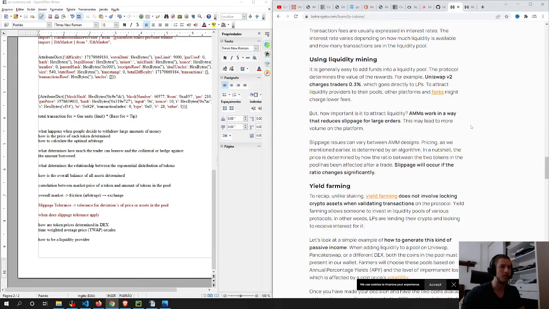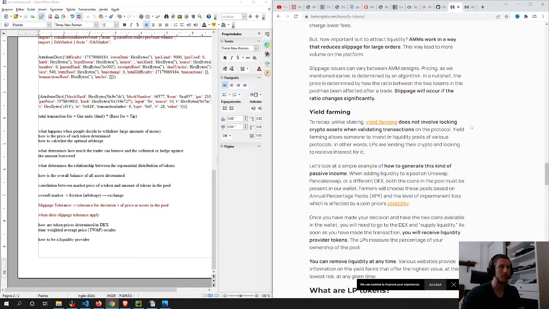AMMs work in a way that reduces slippage for large orders. This may lead to more volume on the platform. Slippage issues can vary between AMM designs. Pricing, as we mentioned earlier, is determined by an algorithm. In a nutshell, the price is determined by how the ratio between the two tokens in the pool has been affected after a trade. Also, the pricing is determined by the equation, but not the amount of tokens. So the pricing is not determined by the supply and demand of the overall market. It's determined by the supply and demand of the pool. And that's when the arbitrage comes in, I think.